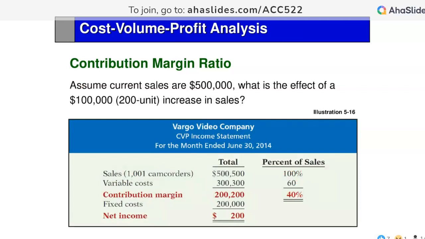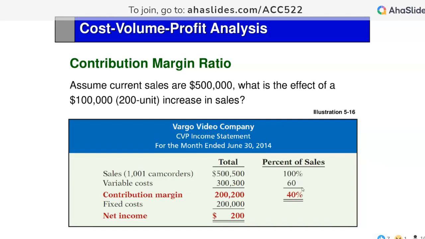Now, I can look at it on a unit basis. I can look at it in total. It will be the same percentage. For example, here, sales is always 100%, always. And if I take my contribution margin, $200,200, divided by $500,500, I get 40%. So now I know the percentage, and that will remain the same percentage all the time, unless I change my selling price or I change my variable costs. At all times it'd be 40%. So this is the contribution margin ratio. That is the contribution margin as a percentage of total sales.